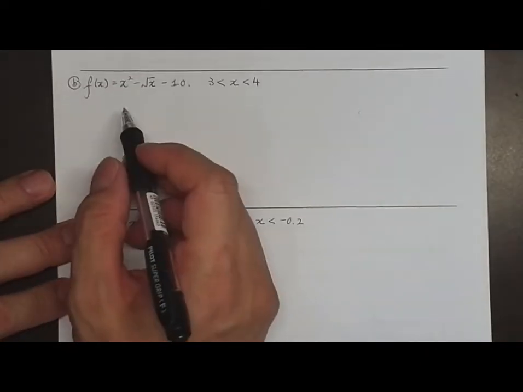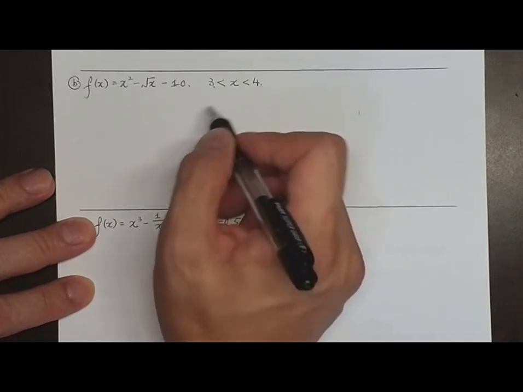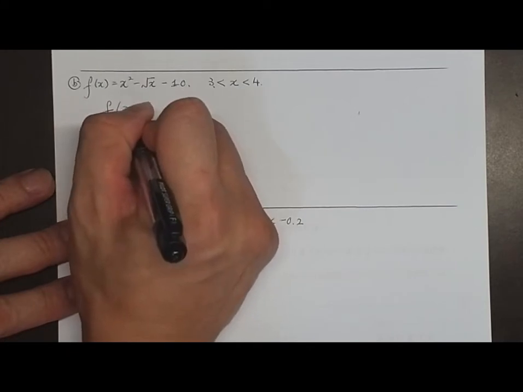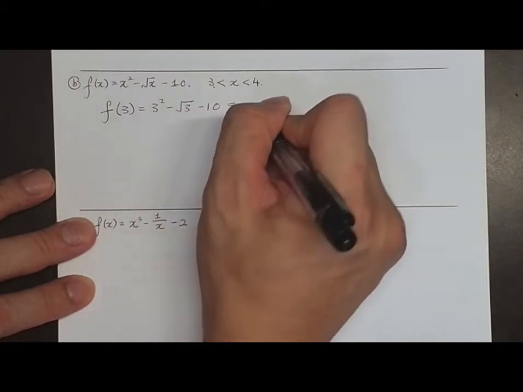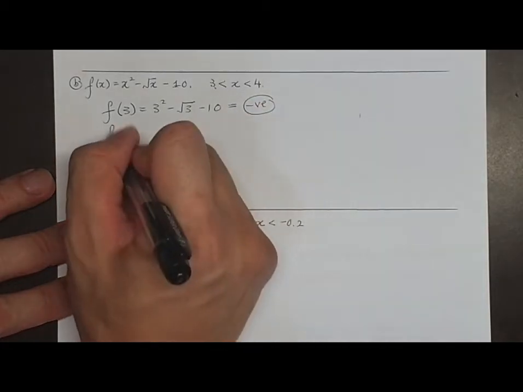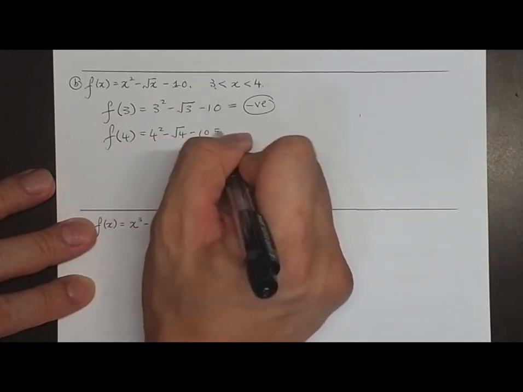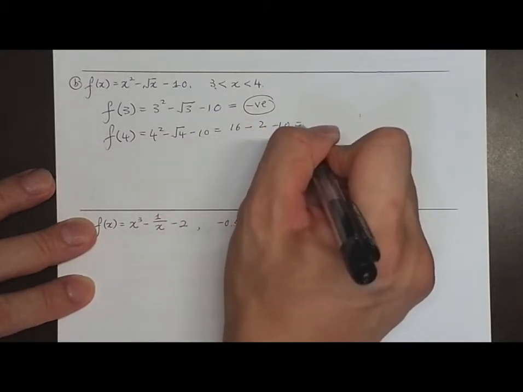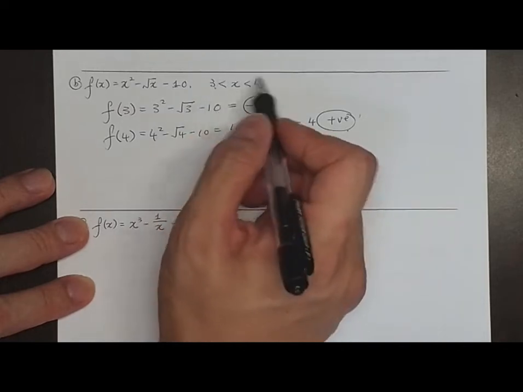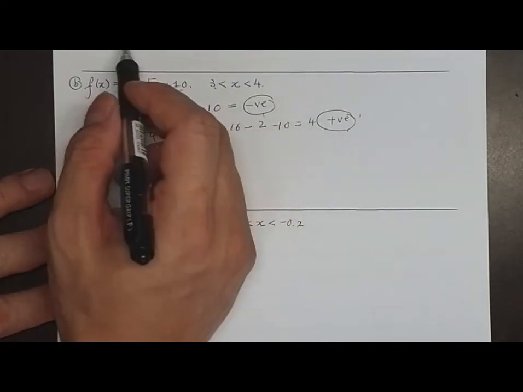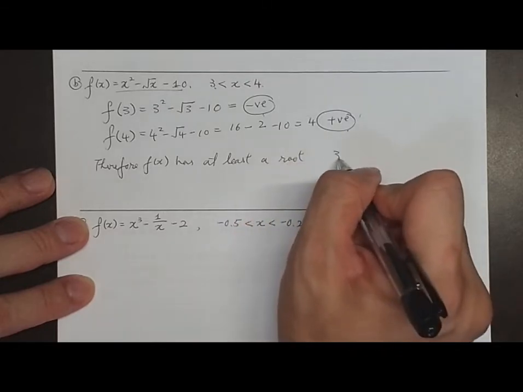Part B, if we have the function x squared minus square root x minus 10, and we want to prove in this region 3 and 4 there is at least one root, we substitute f(3). We get 3 squared minus square root 3 minus 10, and we have a negative value. If we substitute f(4), we get 4 squared minus square root 4 minus 10. We have 16 minus 2 minus 10. This should be 4, so this should be positive. One negative, one positive within this range, and this is a continuous function. Therefore, f(x) has at least a root within the range of 3 and 4.